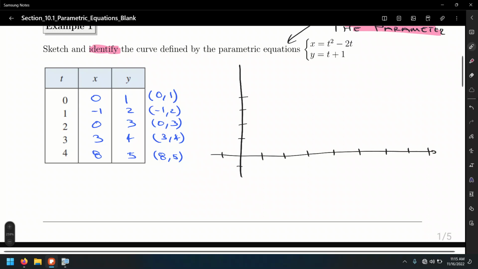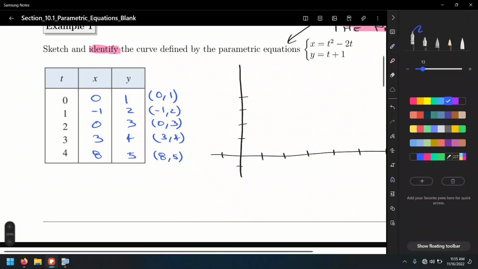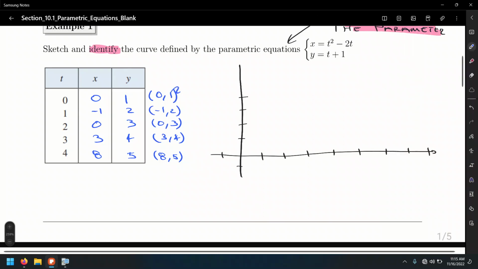Okay, and let's plot these order pairs. The first order pair 0, comma 1. The second order pair, negative 1, comma 2. The third order pair, 0, comma 3. The fourth order pair, 3, comma 4. And 8, comma 5. All right. So these are the order pairs produced by this table, by this set of parametric equations.